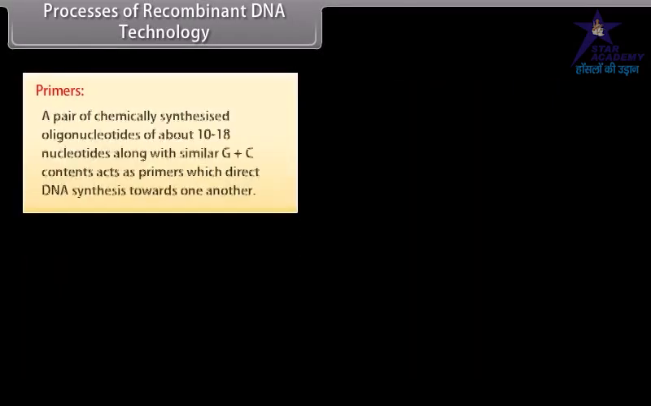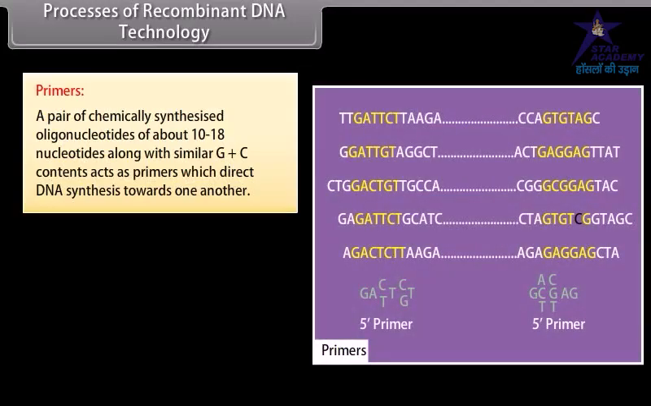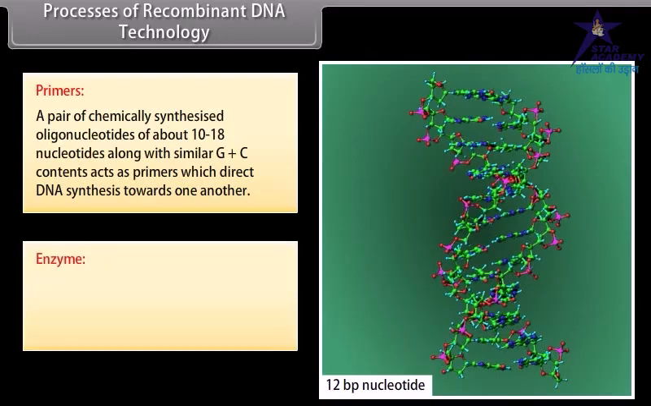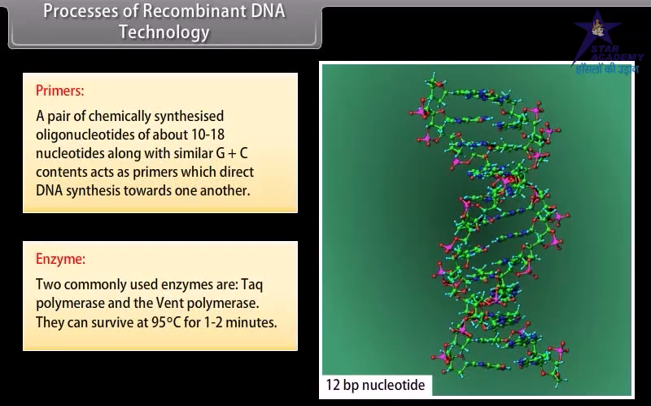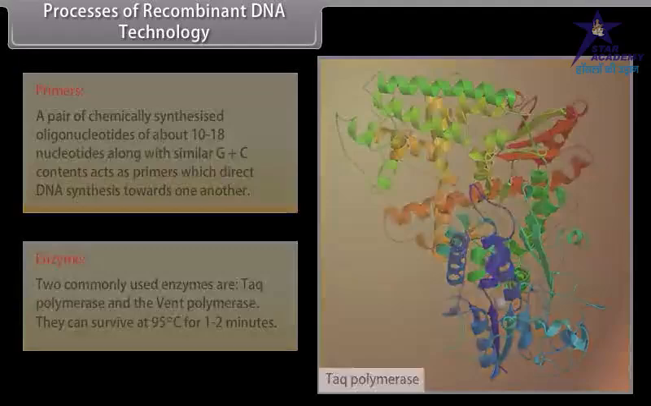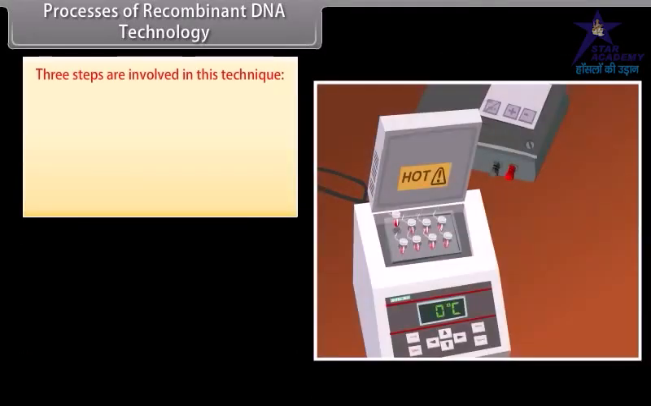Primers: a pair of chemically synthesized oligonucleotides of about 10 to 18 nucleotides with similar G plus C contents act as primers that direct DNA synthesis towards one another. Enzyme: two commonly used enzymes are Taq polymerase and Vent polymerase. They can survive at 95 degrees Celsius for 1 to 2 minutes. Three steps are involved in this technique.